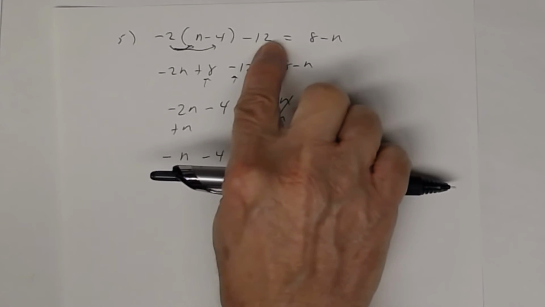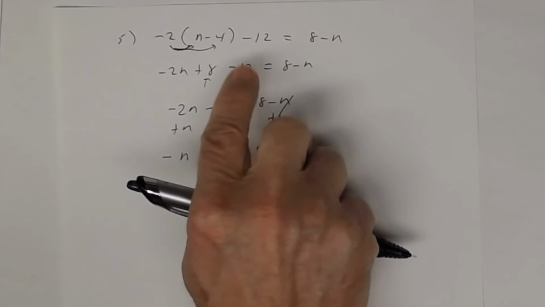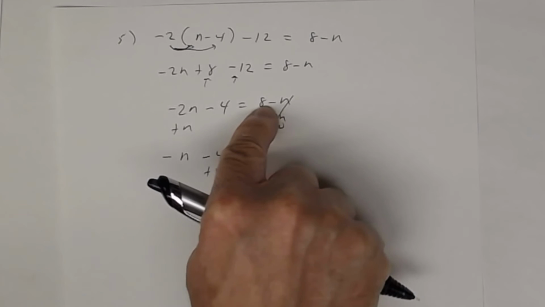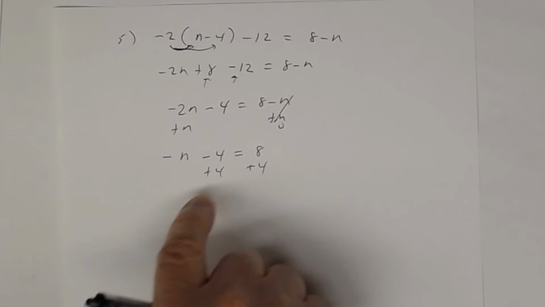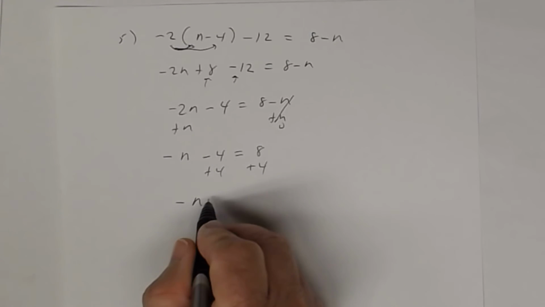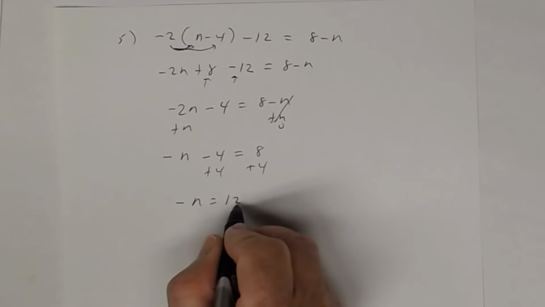So remember, I'm trying to solve this equation, so I'm writing equivalent equations. So the solution to this is the same as the solution to this, is the same as the solution to this, is the same as the solution to this. Notice it's getting much simpler. So I get negative n equal 8 and 4 is 12.